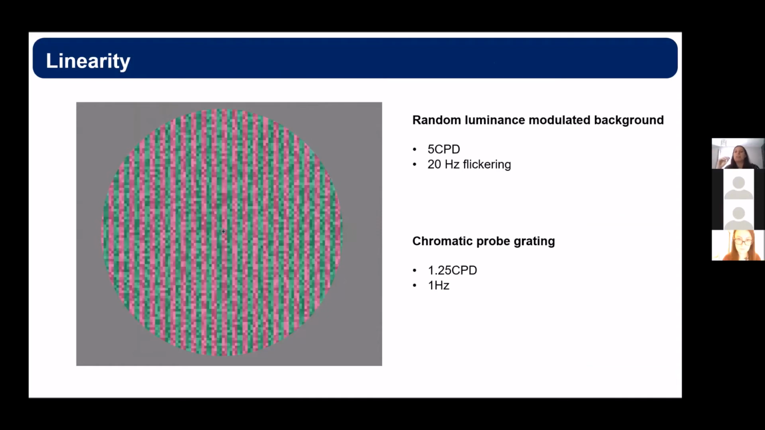We will test this by having various levels of contrast of both the background and the overlaid colour, which I will show you in a moment. So our random luminance modulation background is at 5 cycles per degree and is flickering at 20 Hz, and the chromatic probe grating is 1.25 cycles per degree and it's changing phase at 1 Hz. The whole thing subtends 20 degrees of visual angle.